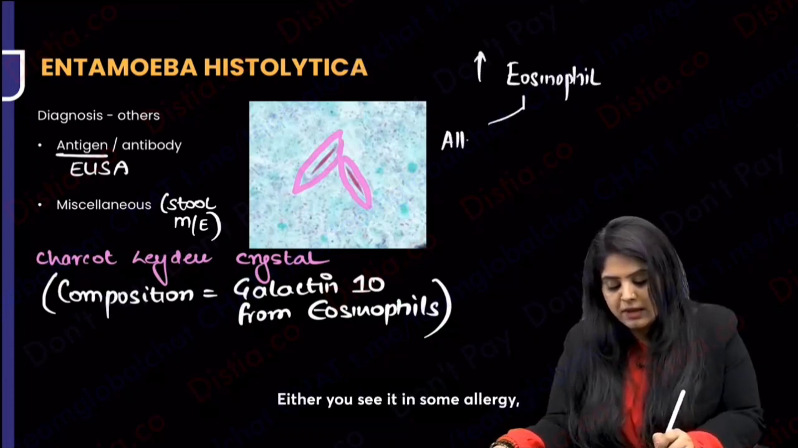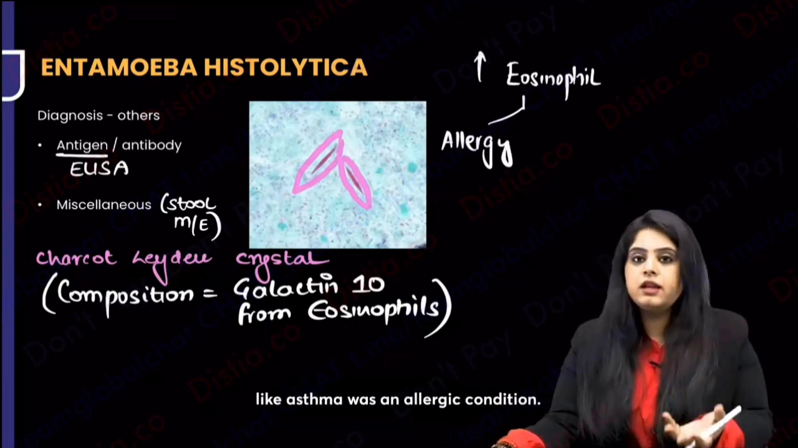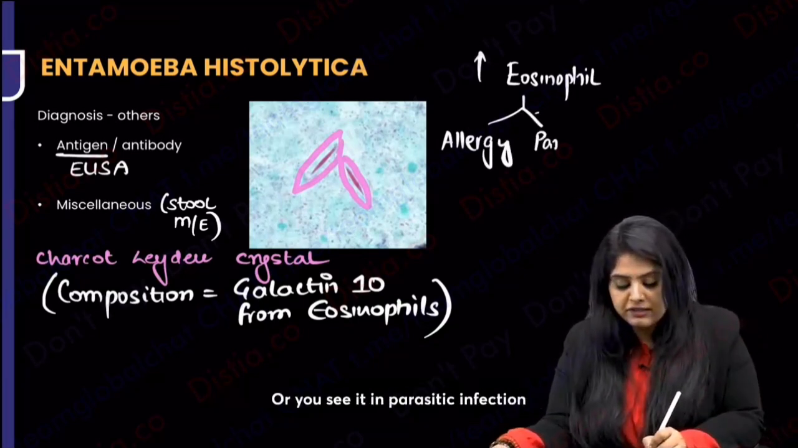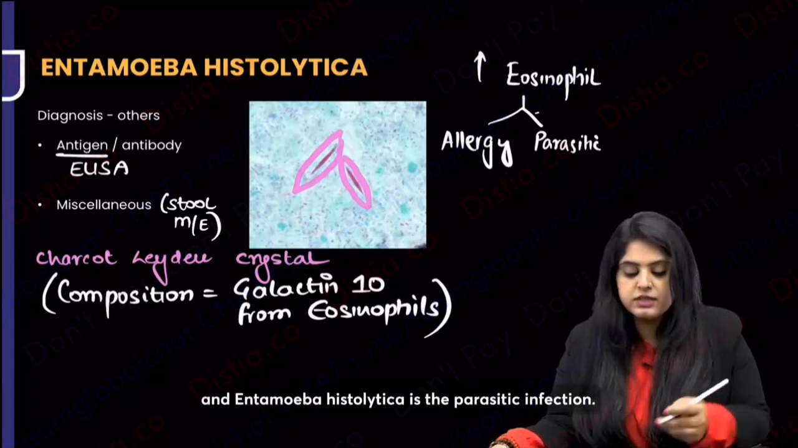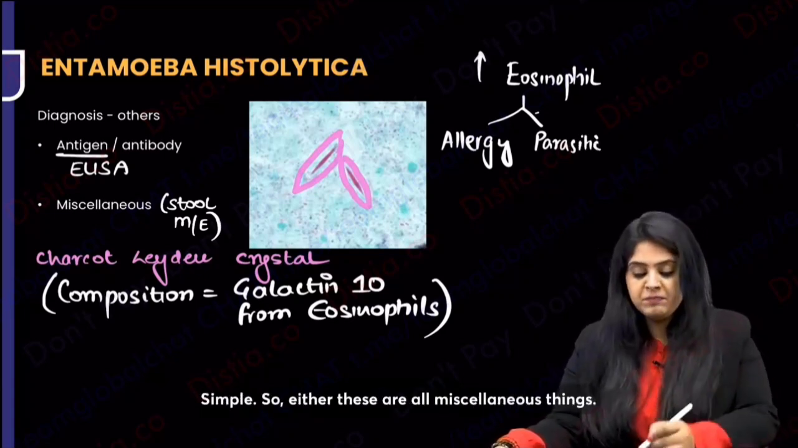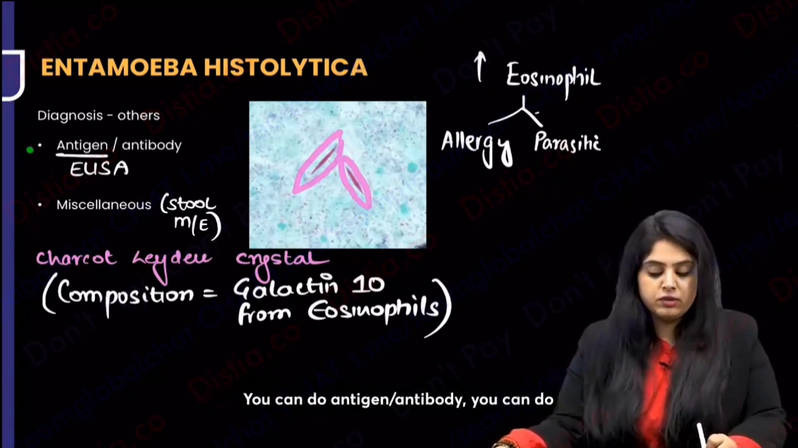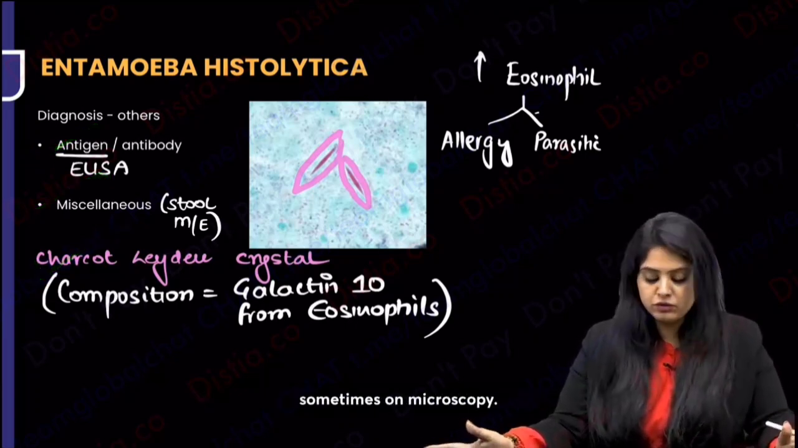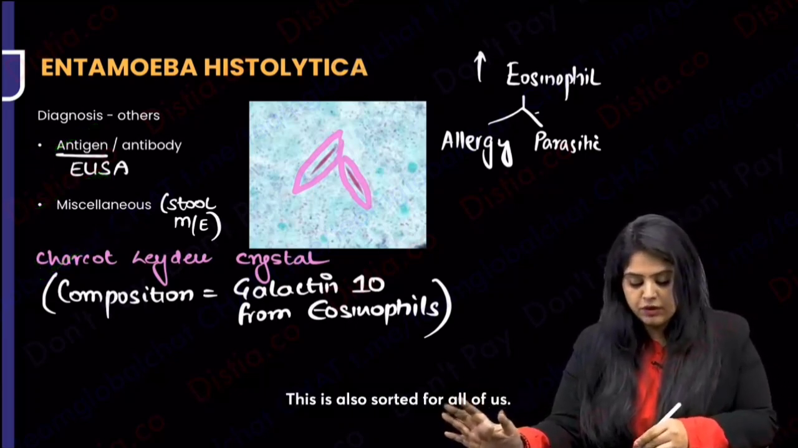Either you see it in some allergy, like asthma was an allergic condition, that is why I was seeing Charcot-Leyden crystals, or you see it in parasitic infection, and Entamoeba histolytica is a parasitic infection. Simple. So these are all miscellaneous things. You can do antigen antibody, and Charcot-Leyden crystals can be seen sometimes on microscopy. This is also sorted for all of us.